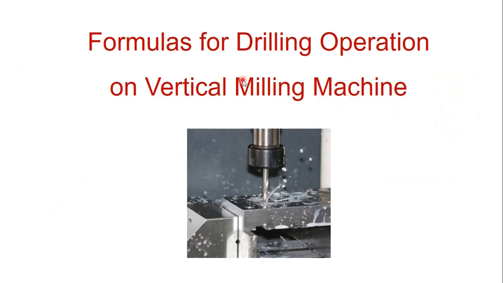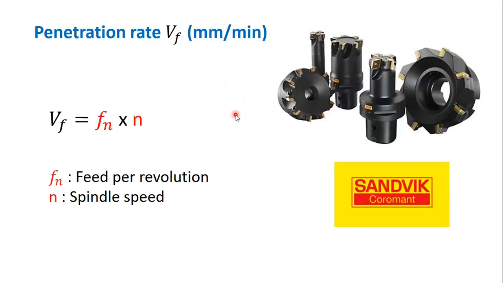Fine. So till now we have seen the formulas for milling operation on a vertical milling machine. In vertical milling machines, whatever cutters we are using, the number of teeth are more. But in case of a drilling operation that we perform on a vertical milling machine, the formulas remain roughly the same with slight changes. So first is the penetration rate, that is, at what rate the tool will be moving down on the workpiece. That is given by Fn into n, where Fn is the feed per revolution and n is the spindle speed.